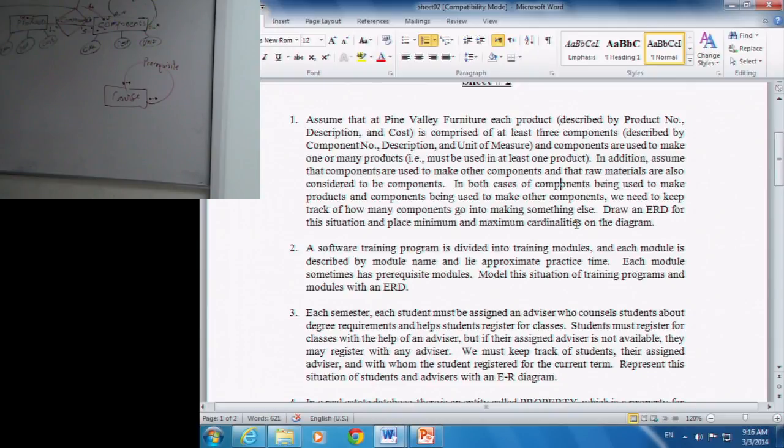He's talking about training. So he has courses, program, for example IS program. IS department program is composed of, is divided into many modules, many courses. And each module is described this way, by these attributes. And each module sometimes has pre-modules. So there is a recursive relationship. It's something like the same diagram as above, as here.